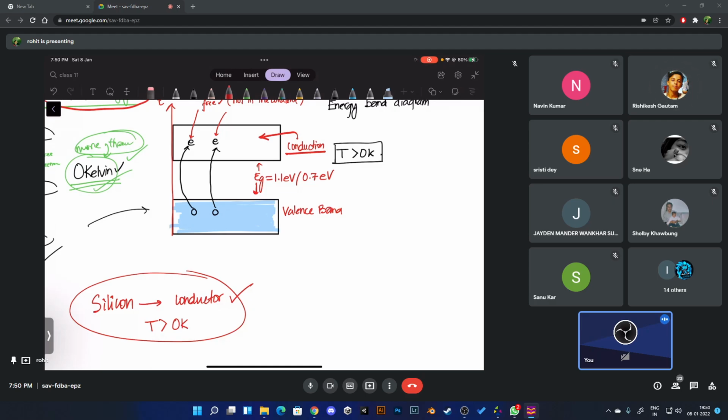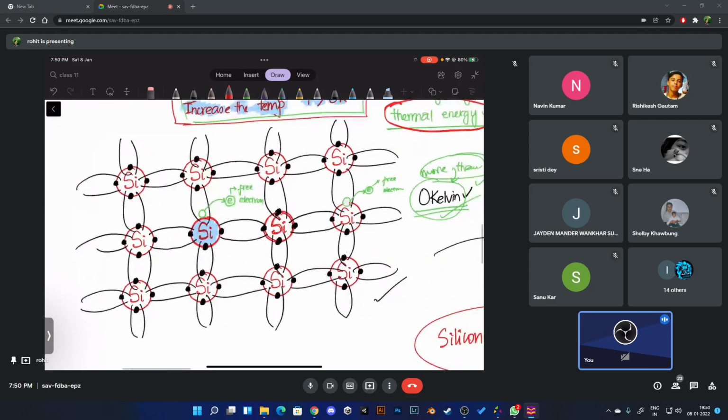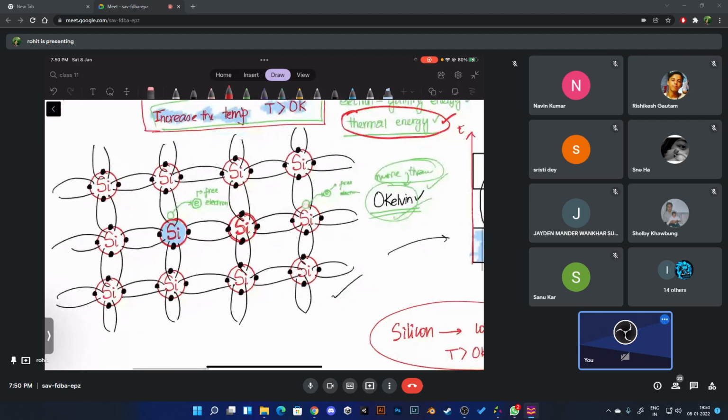Temperature. Very good. It depends on temperature. At 0 Kelvin, silicon will behave like an insulator, but when the temperature is higher, it will behave like a conductor. Is it okay for all of you? Just check my diagram and whatever I've taught you just now.